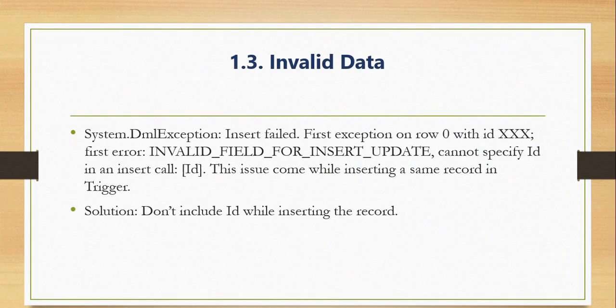1.3 is invalid data. System.DmlException: insert failed. First exception on row 0 with ID; first error: INVALID_FIELD_FOR_INSERT_UPDATE, cannot specify Id in an insert call. This issue comes while inserting the same record in a trigger. So the solution to avoid this invalid data is: don't include any IDs while inserting a record. If you include an ID, including any hard-coded ID, then this error comes when you try to perform another record operation.